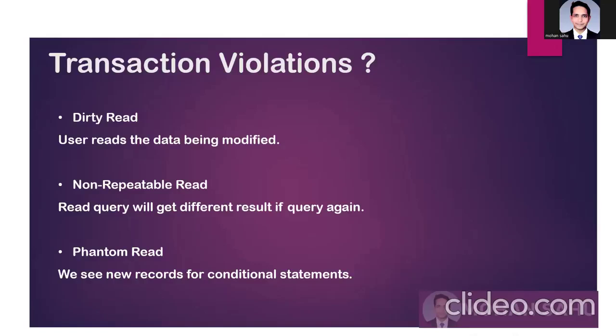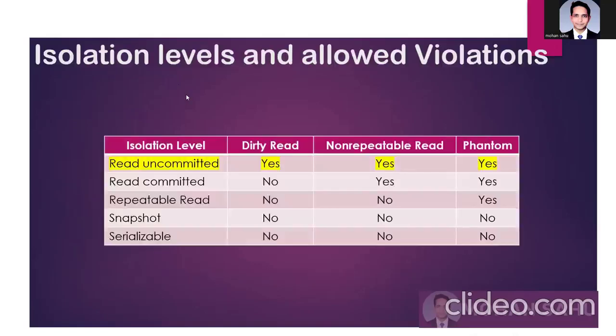So based on those transaction violations, we have different isolation levels. So these are the different isolation levels and the violations allowed at each level. We have 5 isolation levels. One is read uncommitted. In this kind of isolation level, every violation is allowed, so you can have inconsistency in data. It allows dirty read, non-repeatable read, and phantom read.